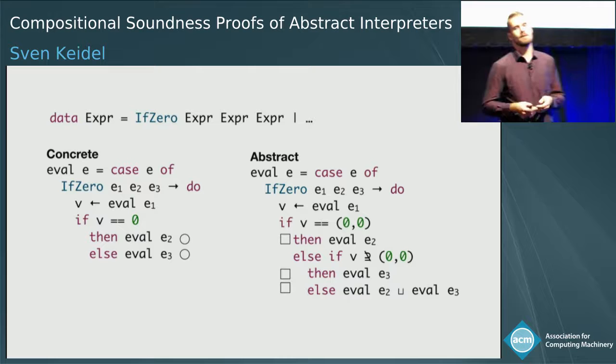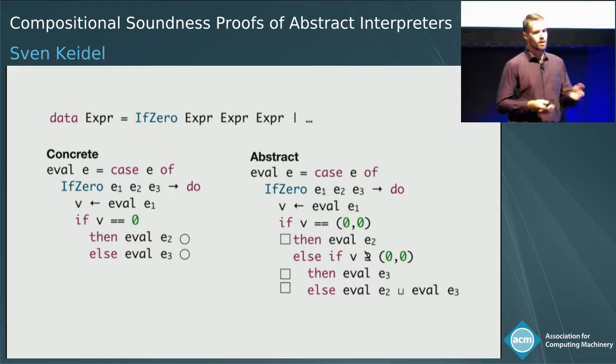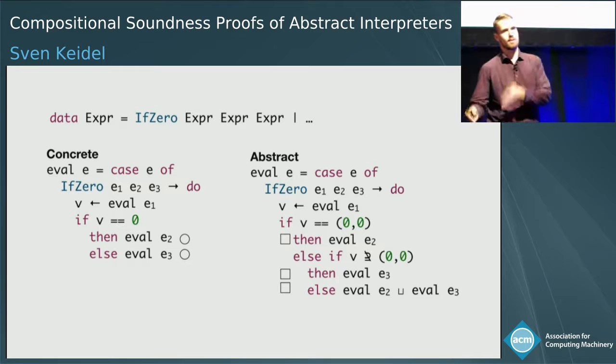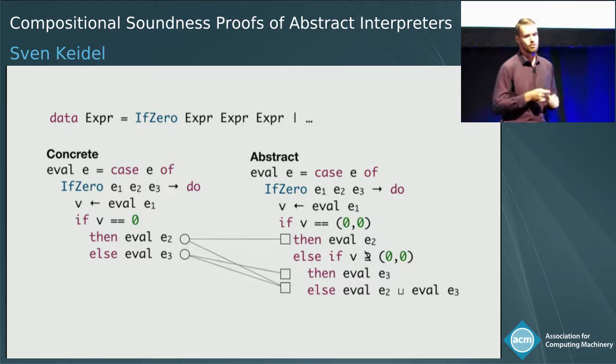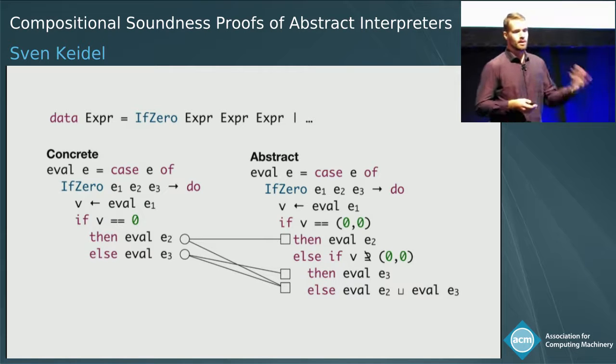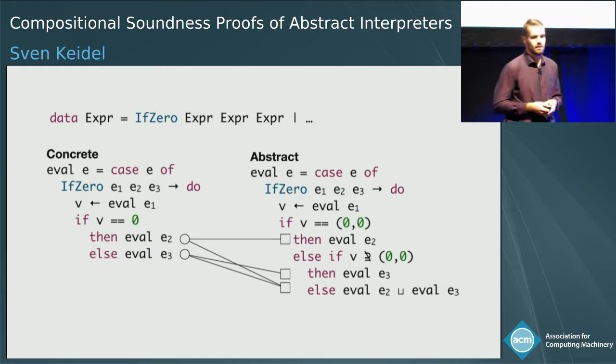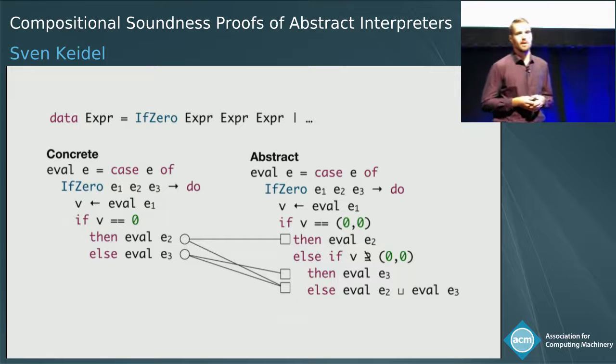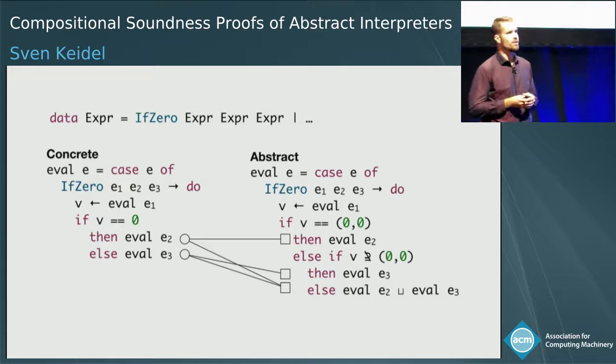Now, in the soundness proof of this analysis, what we have to do is relate outcomes of the abstract interpreter to outcomes of the concrete interpreter. We have to figure out how they relate. And we end up with a relationship like this, where, for example, the last case relates to both cases of the concrete interpreter. So for if0, this proof was simple enough. But let's look at a slight variation of if0, and let's see what happens.